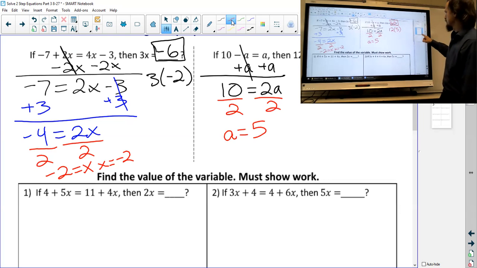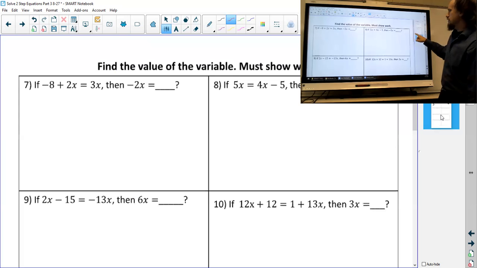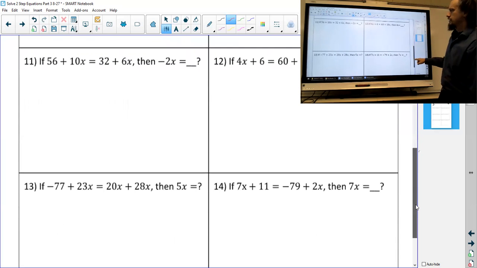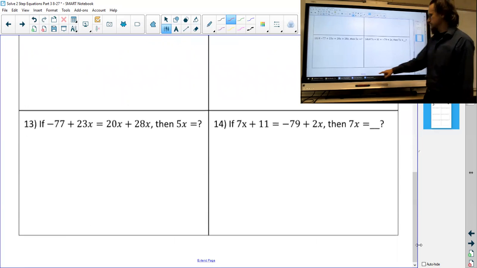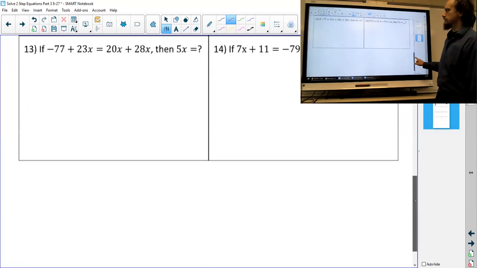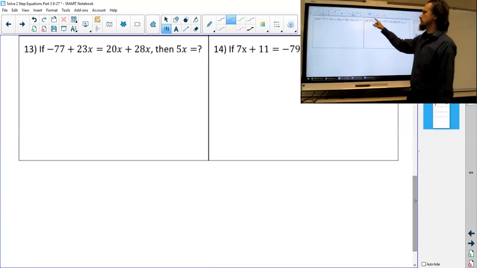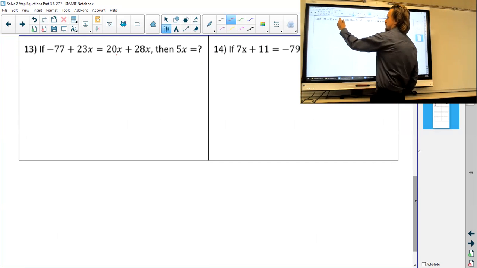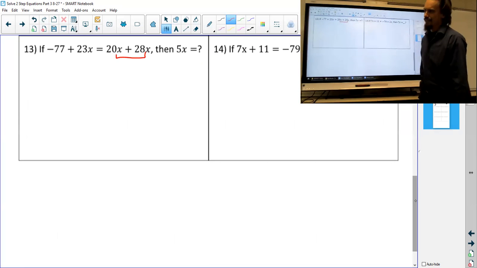So that's the examples. I did want to look at one of the questions on the paper because it's different from the others. I don't know if they made a mistake. Not that our math writers would ever make a mistake on the questions. LOL. But we notice this one's a little bit different because on the right-hand side, it's 20x plus 28x.